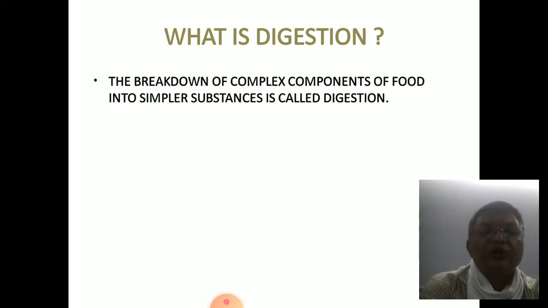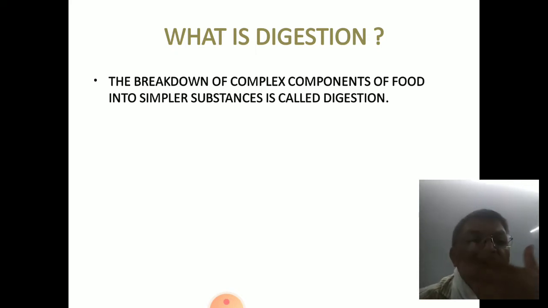When we eat food, it is in a complex form. In food there is protein, vitamins, fat, minerals. But when the digestion process takes place, what happens? That food is turned into simpler substances and we call it digestion.